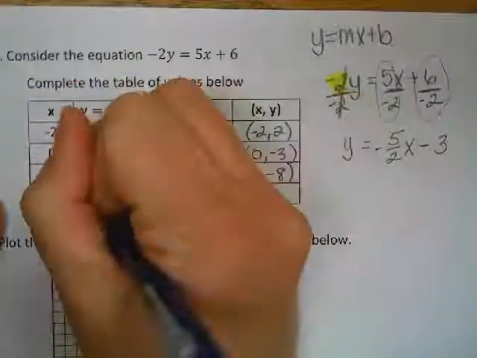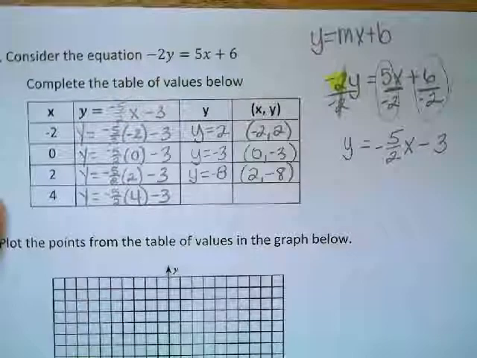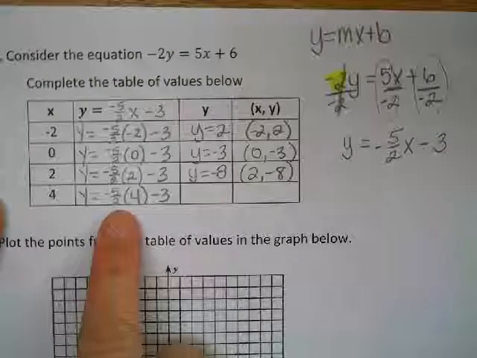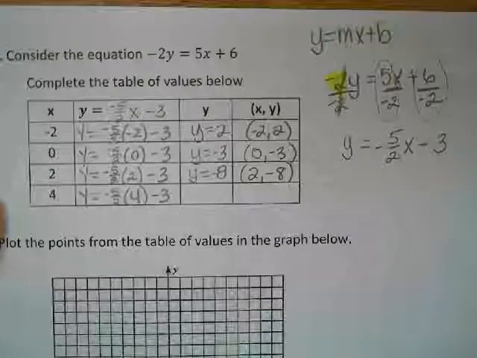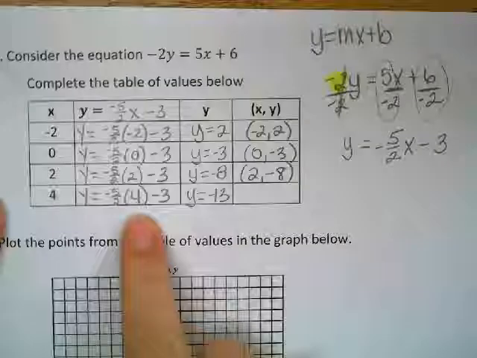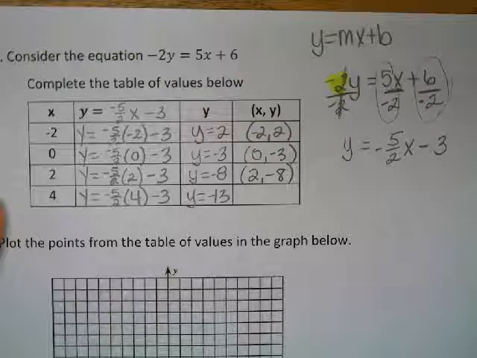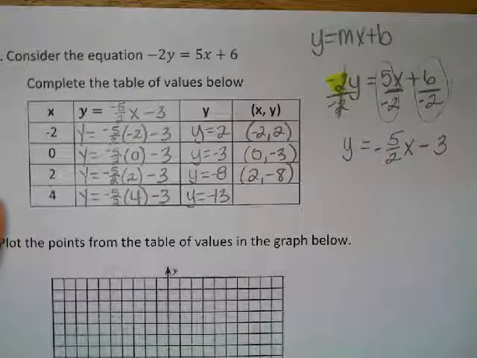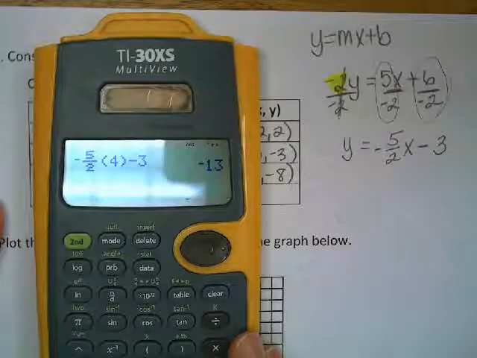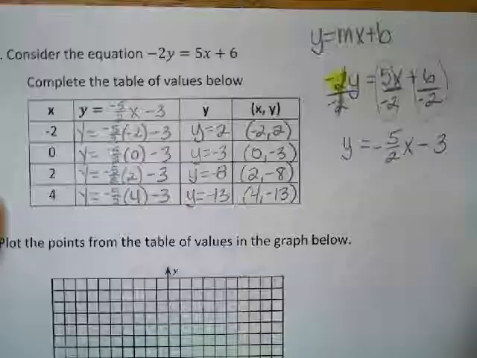And then when x is 4, I have -5/2 times 4 minus 3. I know that -5/2 times 4 is -10, and -10 minus 3 is -13. And again, if you don't know that, just put it in the calculator. -5/2 times 4 minus 3. So if you put it in the calculator, you'll also get -13. It doesn't matter. So now my ordered pair is (4, -13).